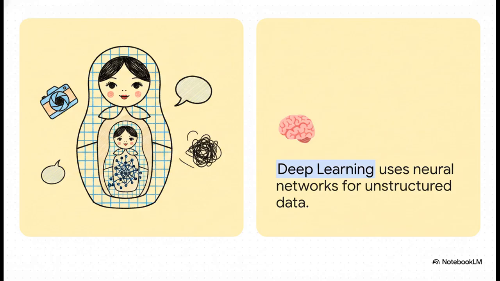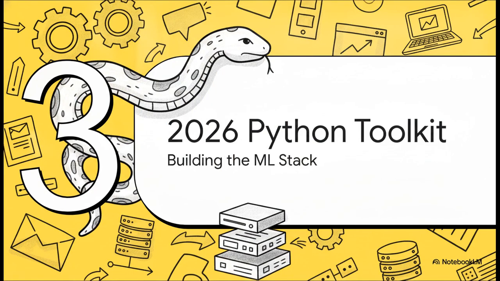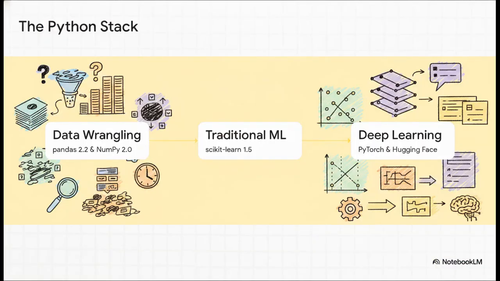Okay, let's look at Section 3, the 2026 Python Toolkit, Building the ML Stack. Building an ML project is a highly sequential process. Step 1 is always data wrangling. You simply cannot skip this. Libraries like Pandas and NumPy are totally foundational here. In fact, practically speaking, 60 to 80% of a project's time is spent right here, just cleaning and prepping the data.